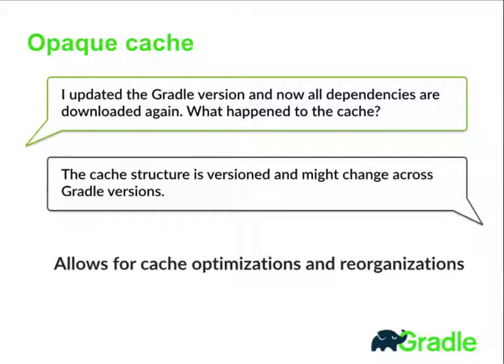And the reason for that is, again, because of these features that we want to implement over time, we want to have a specific layout of the cache that we version, that we can change over time. Just a set structure wouldn't work for that kind of purpose. So that's the main reason why you potentially have to re-download specific artifacts.